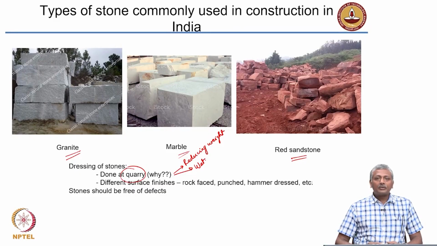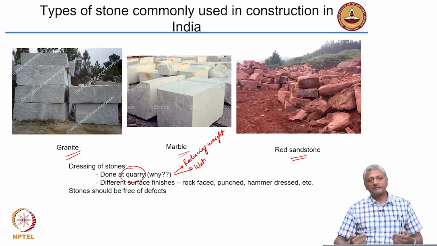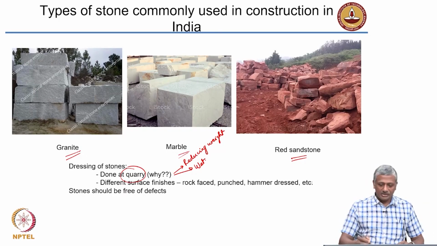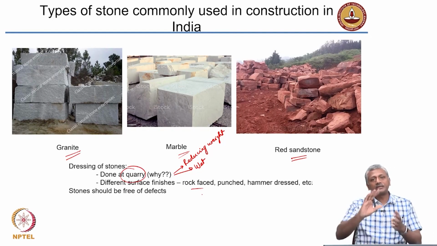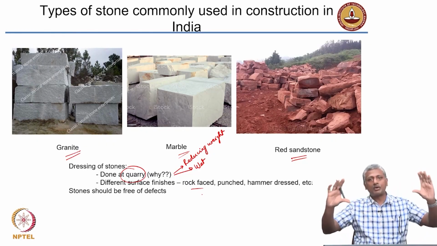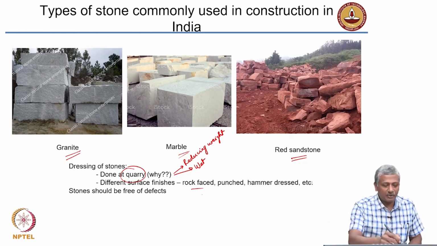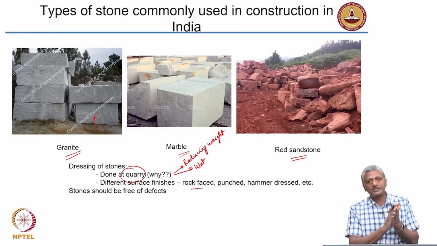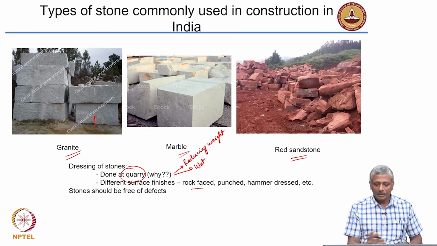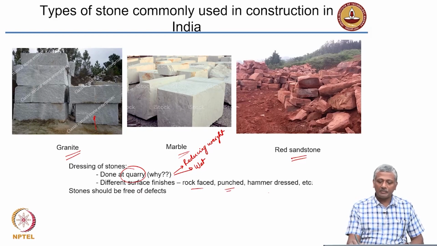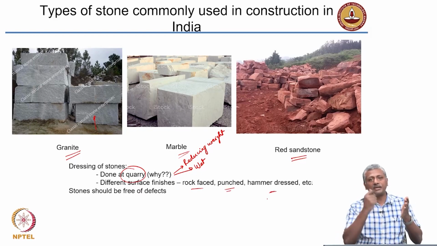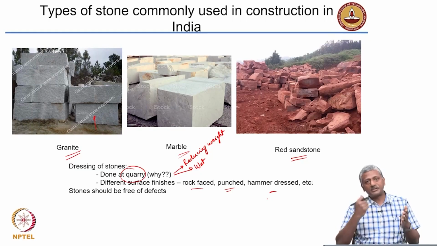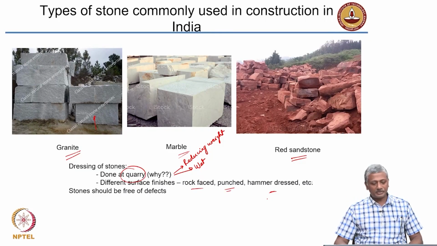Now, depending upon the type of aesthetics that you demand from the stone surface, you can get different types of finishes, like the rock face finish, where the outer surface, even if it's a nice cuboidal block, like for example what is shown here, still looks like the rough surface of a rock. You may have a punched or a hammer dressed face also. Take a hammer and simply dress the top surface. That means you have some sort of a punched face just to give a different aesthetic appearance and so on.